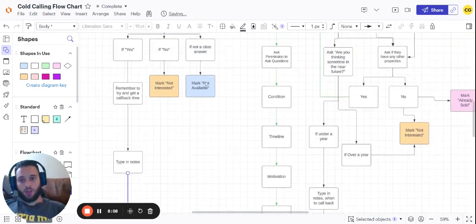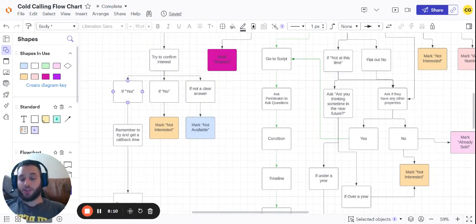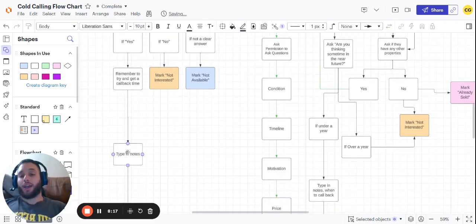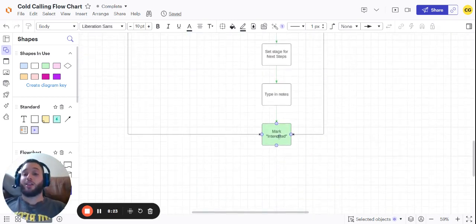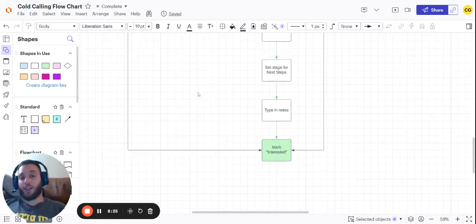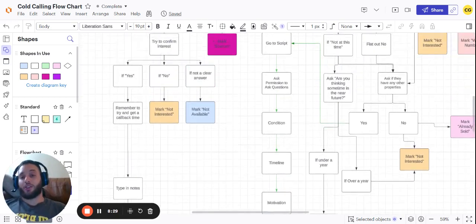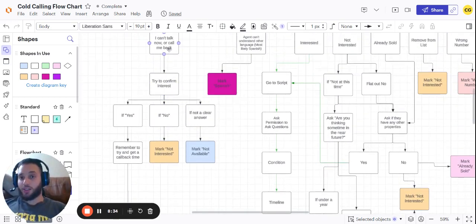Okay, so yeah, if they say yes, try and get a callback time. Be like, okay, when would be the best time to give you a call back? And from there, they'll say, hey, call me whenever I get off of work at 5. Type that in the notes and then mark them as interested. And then it'll get pushed to the CRM and someone will give them a call to see if they truly are interested.